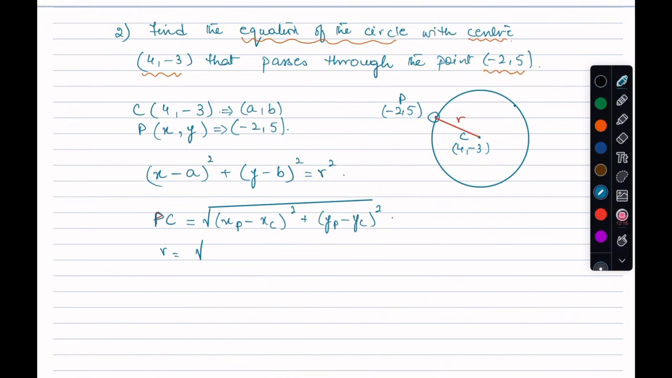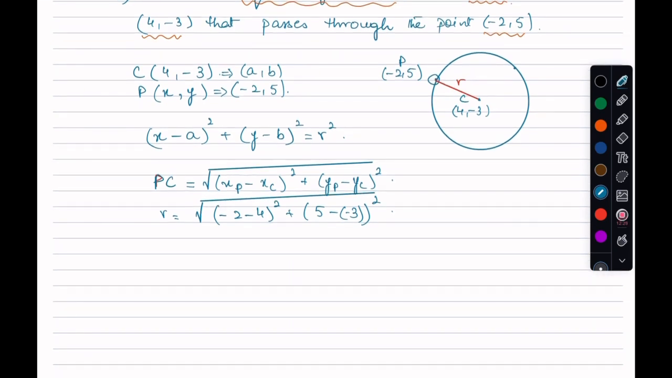So if I substitute the coordinates, I should say it's the square root of (-2 minus 4) the whole square plus (5 minus minus 3) the whole square. Solving it, -2 minus 4 is -6, and -6 square would give me 36. 5 plus 3 is 8, and 8 square is 64. Under root 36 plus 64, that's under root 100. Or I can say that the radius value is equal to 10 here.